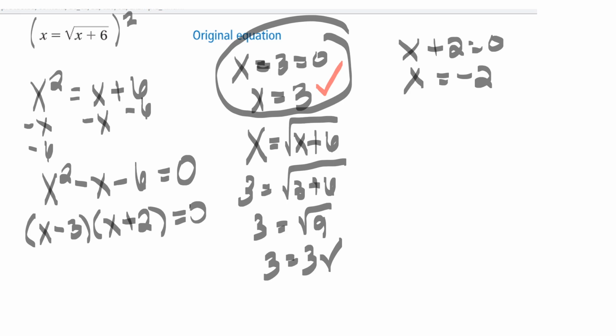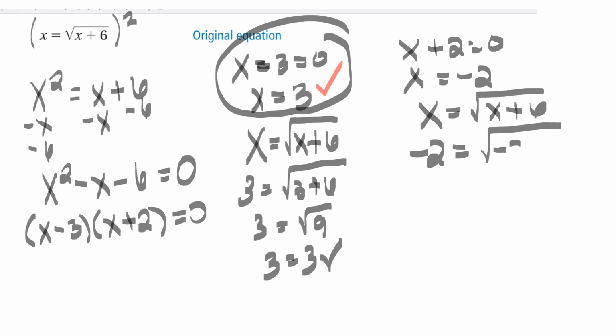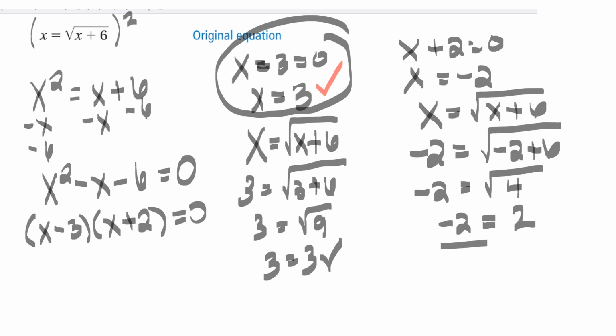Okay, we're going to check our other solution. So we're going to plug that in. x equals the square root of x plus 6. So negative 2 equals the square root of negative 2 plus 6. So negative 2 equals the square root of 4. Negative 2 equals positive 2. Ooh, right here, this is not true. Negative 2 does not equal positive 2.